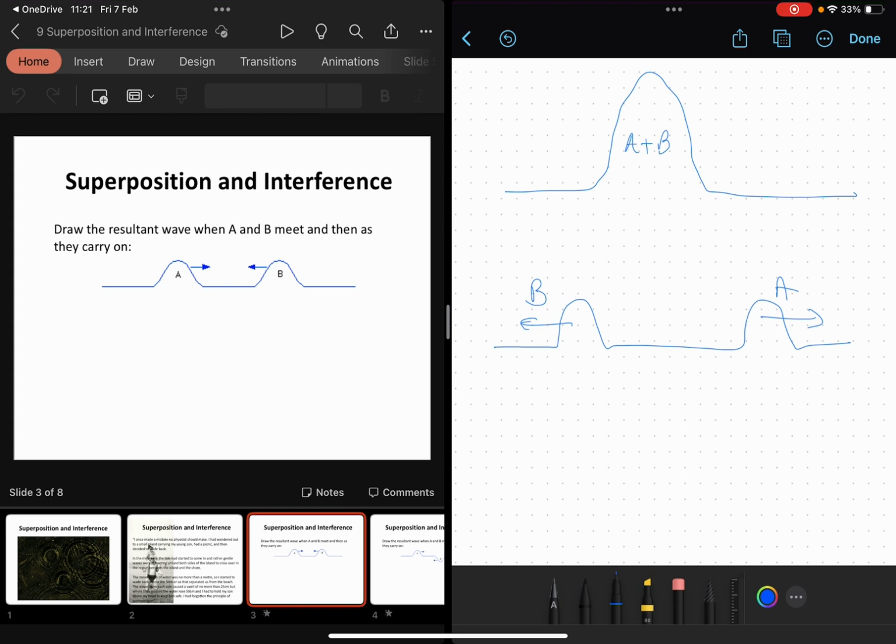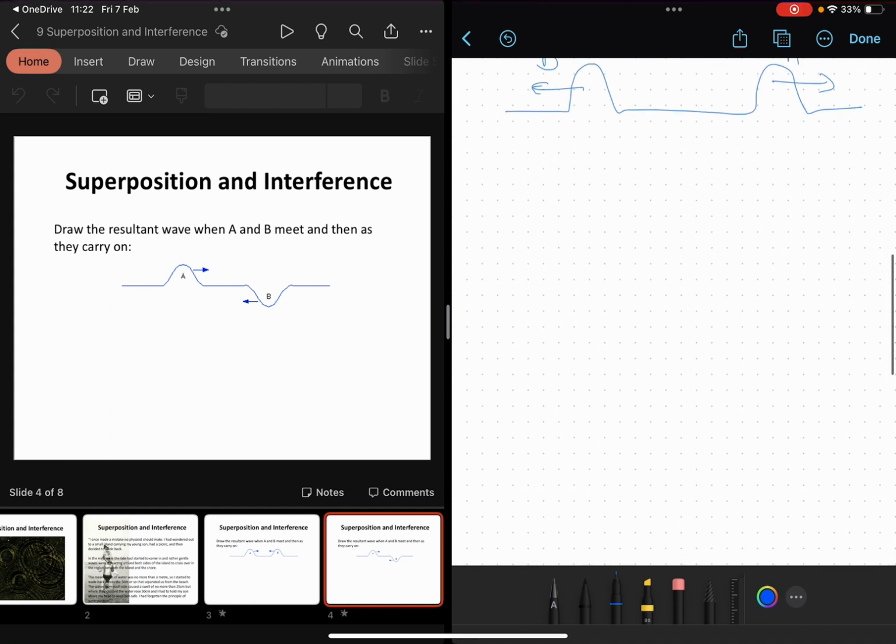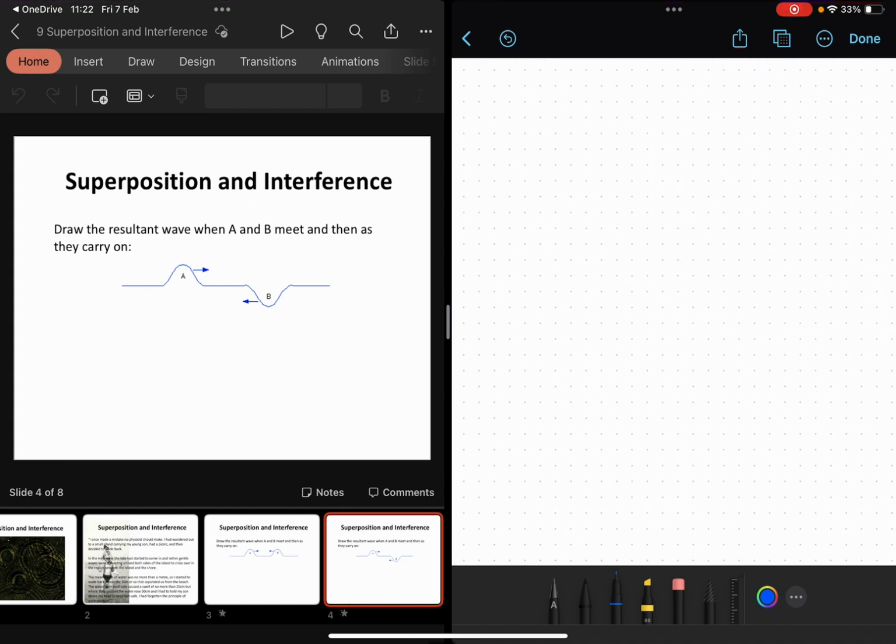Now, I've used the language of adding displacements with you. So let's see if you can think about how that relates to this diagram here. Again, I'll give you some thinking time. What does it look like for the resultant wave when those waves meet and then carry on?